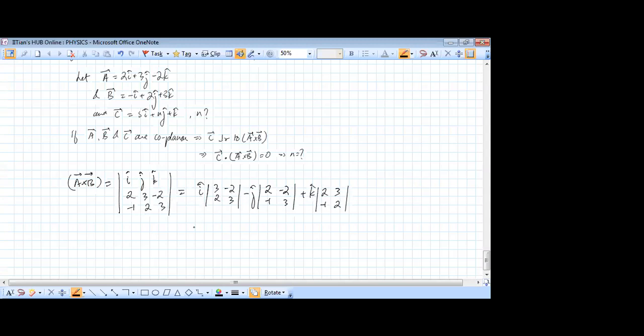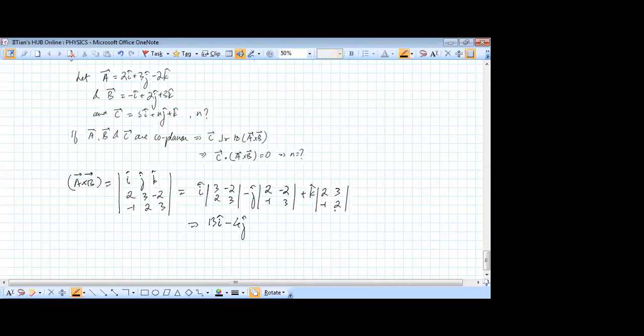Okay, let's check these values, they should be correct. So this will become 9 minus of minus 4, so that is 9 plus 4. So 13 i cap. Okay. This will become 6 minus of 2, so that's 4, but with the minus sign outside. So minus 4 j cap.